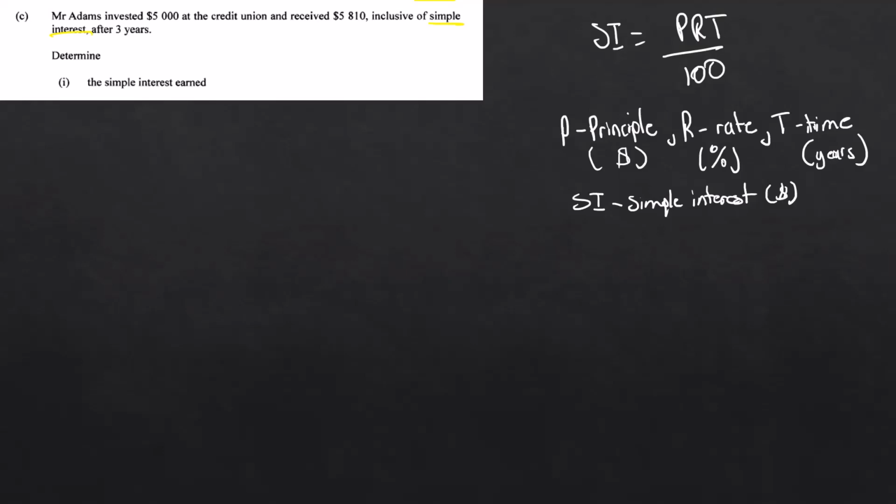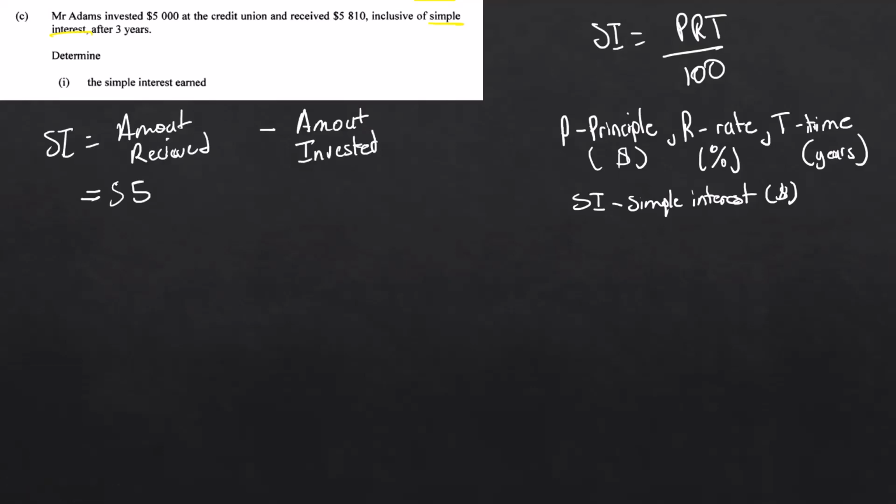Anyone? $810. That's quick maths, it's easy maths. If Mr. Adams invested $5,000 and he gets back $5,810, then that's the interest. He earned $810. So it's as simple as that.